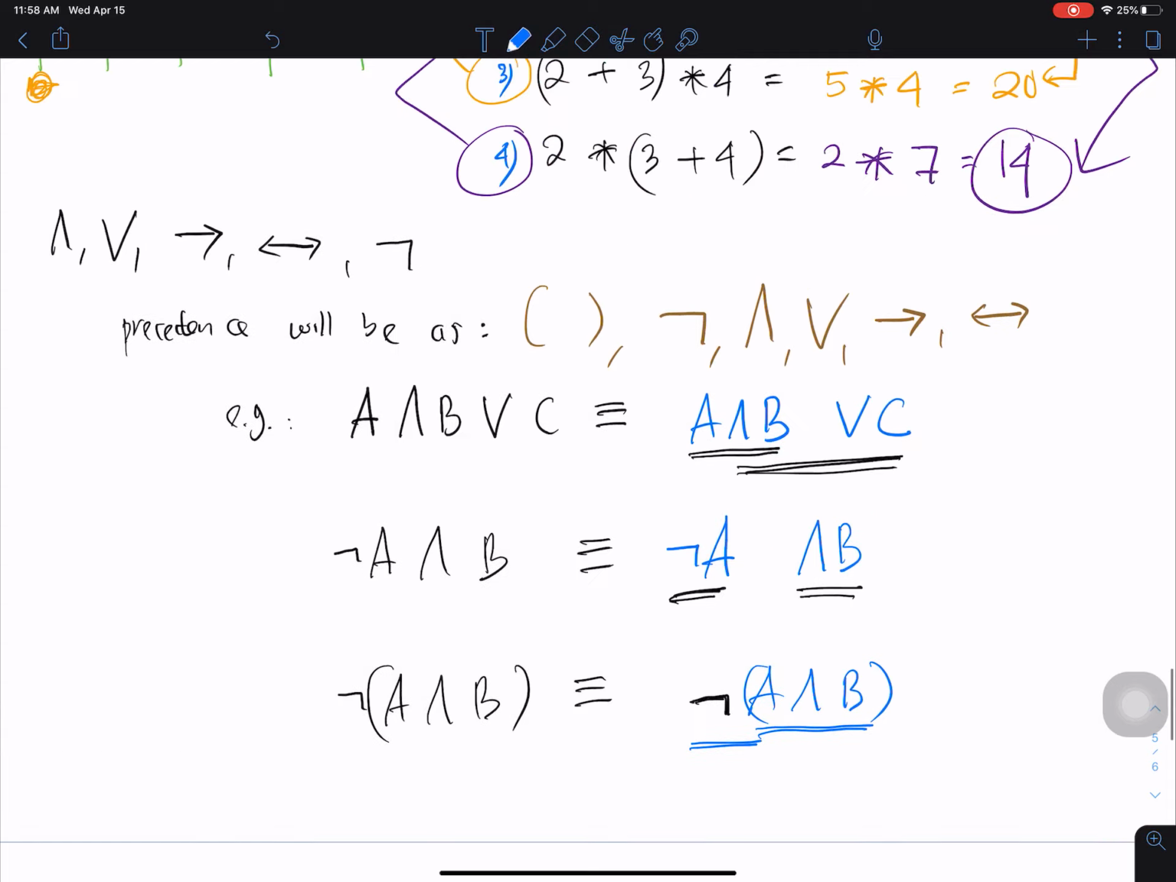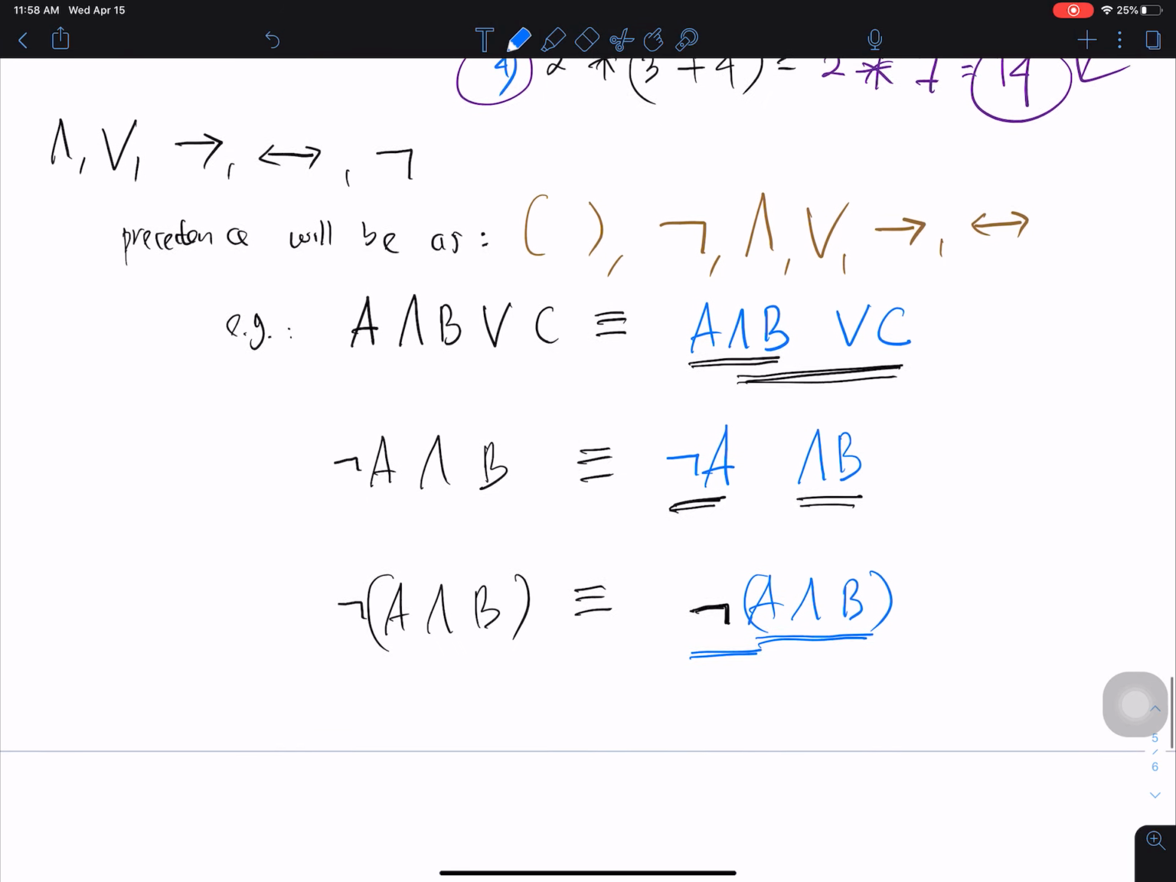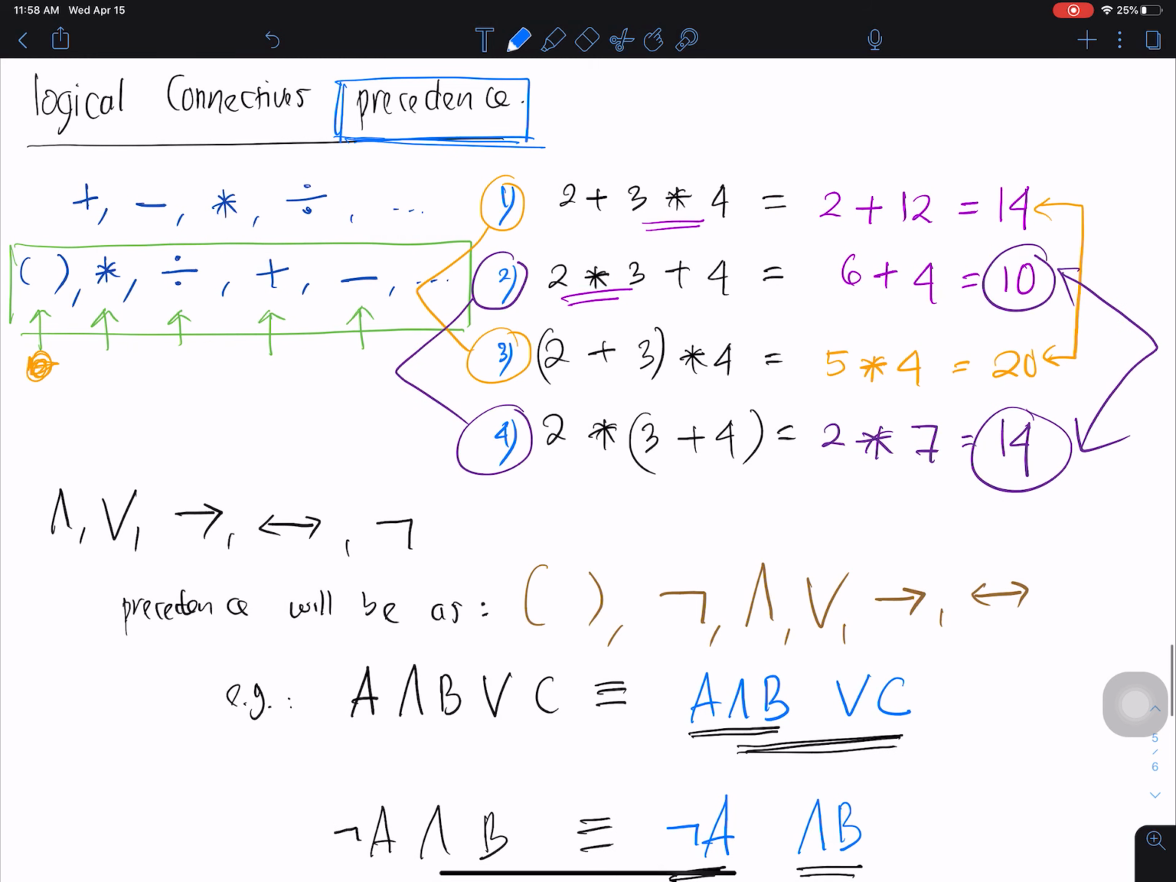So this is what we call precedence in logical connectives. Remember this, because it is important, especially when you get a long statement form or propositional form later on. This precedence is very important so that you do not miscalculate the structure or the logical sentence given. Okay, so next we are going to discuss the truth table.